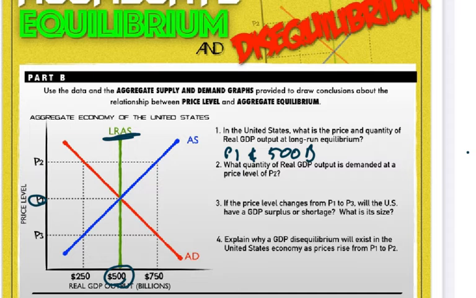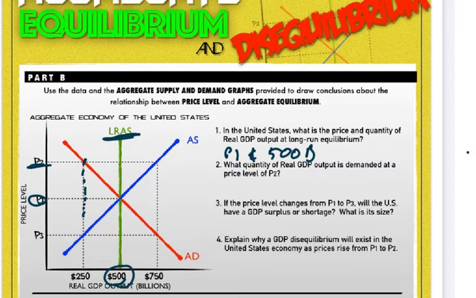Now, when it asks you for the quantity of real GDP output demanded at the price level of P2, we would look here, and then we need to figure out where it meets our demand curve, and it meets our demand curve exactly here. So we just trace it down until we find our answer for number two.